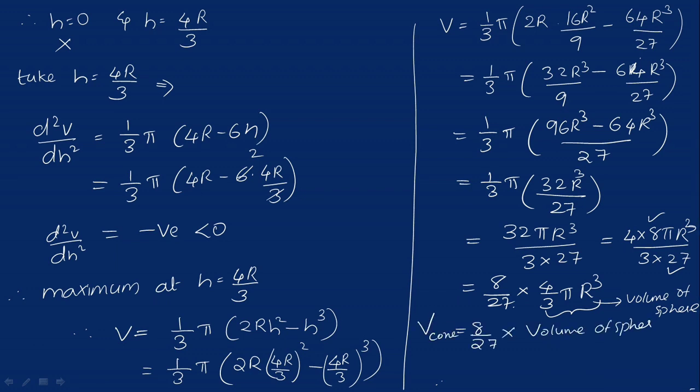So we can write volume of the cone V is equal to 8 by 27 into volume of the sphere, or volume of the largest cone is equal to 8 by 27 of the volume of the sphere.